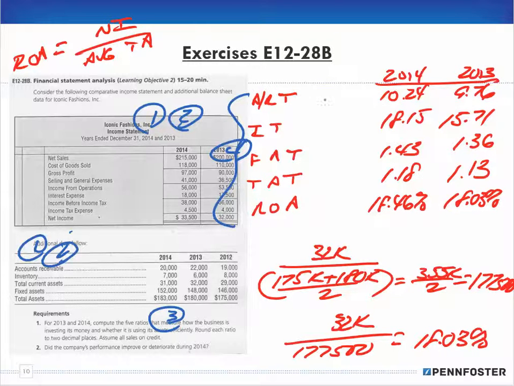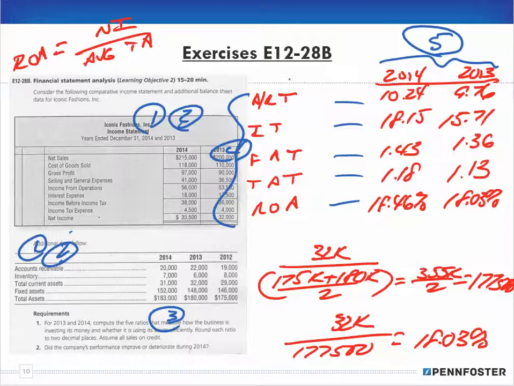So you have to generate all of these numbers based upon the different ratios. So now number five is you're actually saying, okay, here's my data, and what does this data tell me? So in answering this question, it says, did the company's performance improve or deteriorate during 2014?